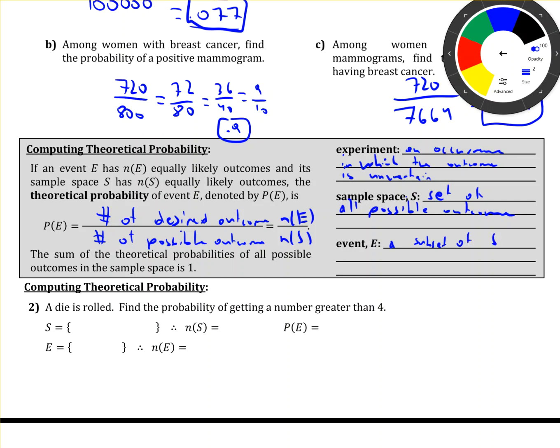Yeah, so I guess the best way is, as an example, the experiment might be flipping a coin. The sample space would be getting heads or getting tails, and the event E we might be looking for is the probability of getting heads, where we're taking one of the possible outcomes.